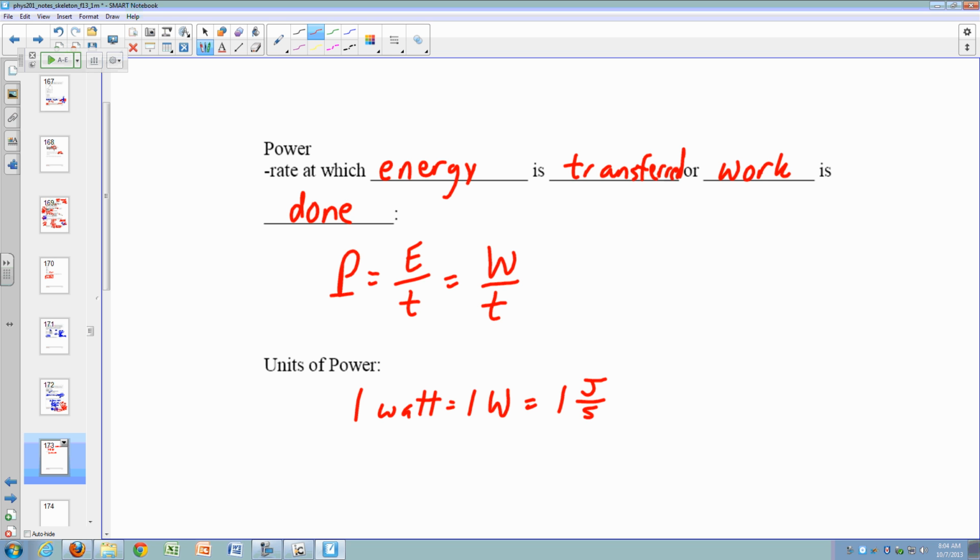On all of your electrical appliances, your dryer might be, I don't know, a couple thousand watts. Your light bulbs are anywhere from 5 watts to 150 watts. A little radio uses about 50 watts or so. It just says how much energy it consumes per second. How many joules per second does it consume?